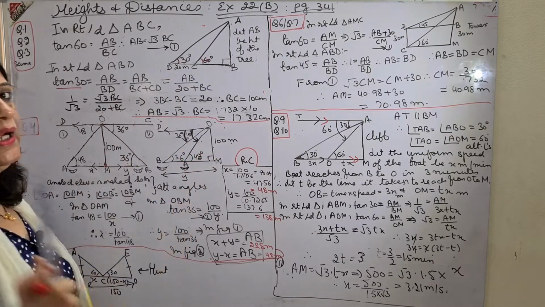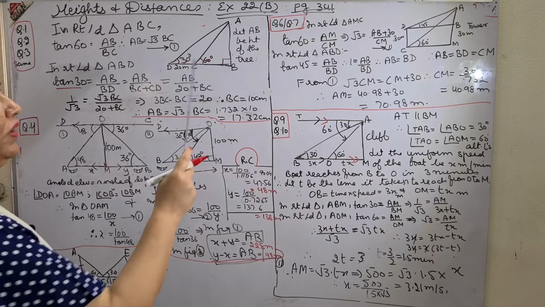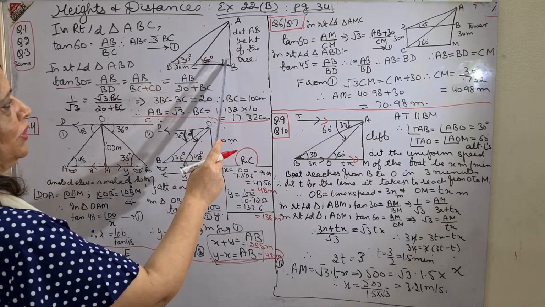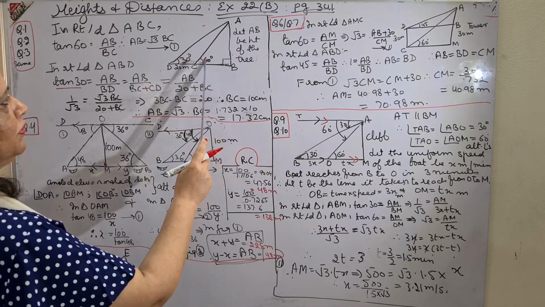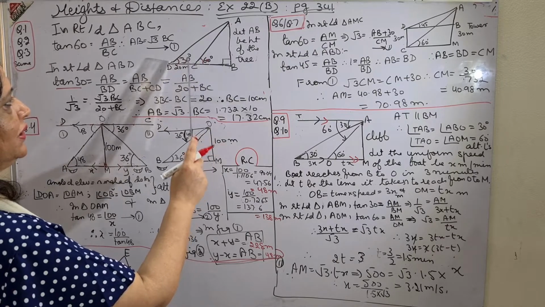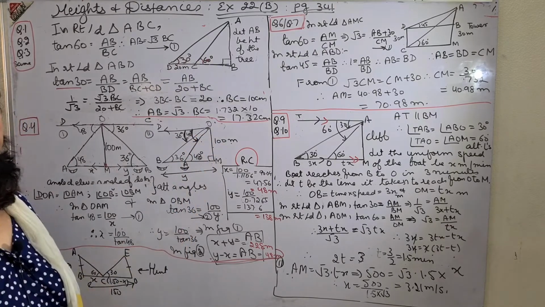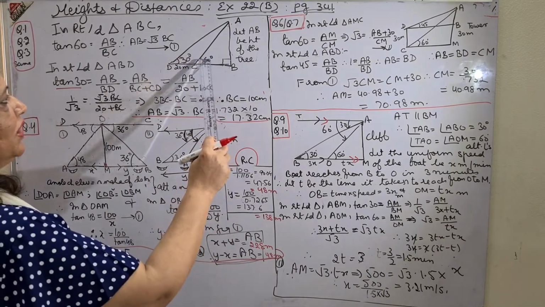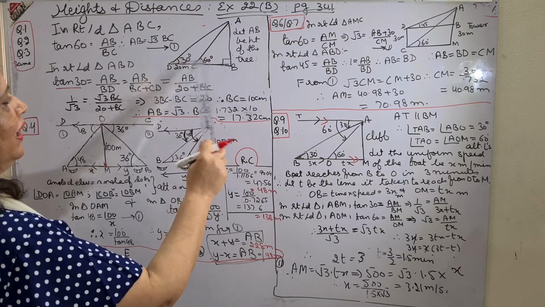One thing I would love to tell you for your information: the larger angle will always be nearer to 90 degrees. So don't be confused about whether I have to take 30 or 60. Just remember that the larger angle is closer to 90 degrees. If it is 45 and 30, then 45 will be here, and so on.